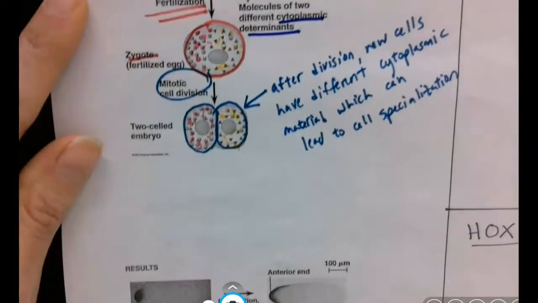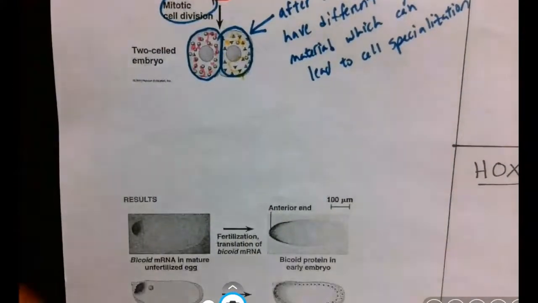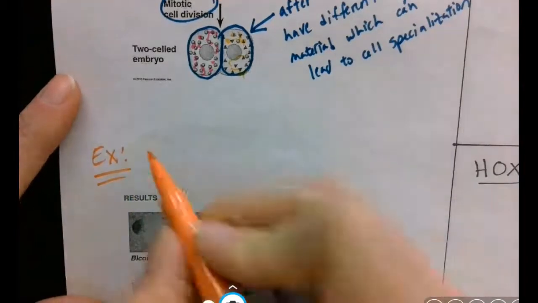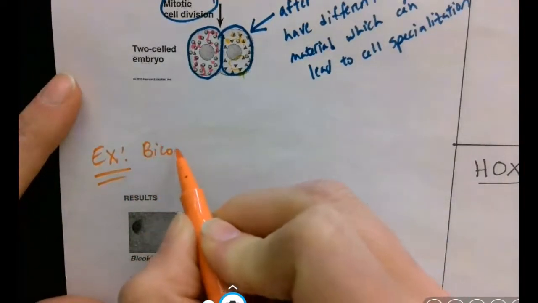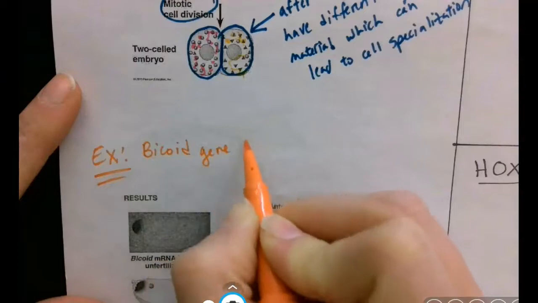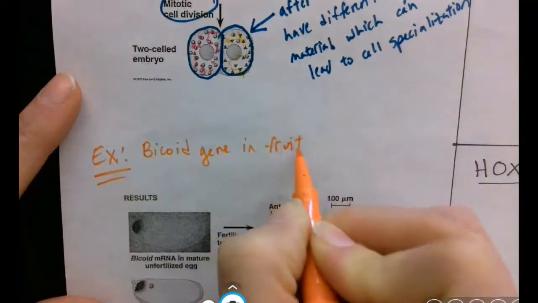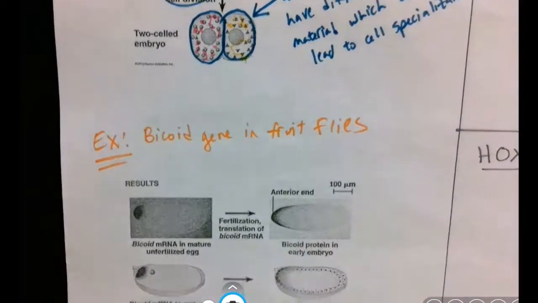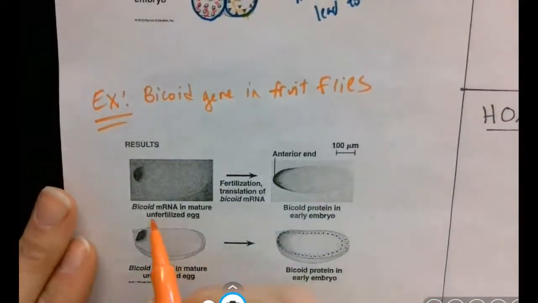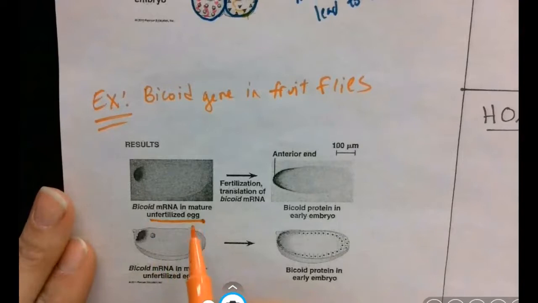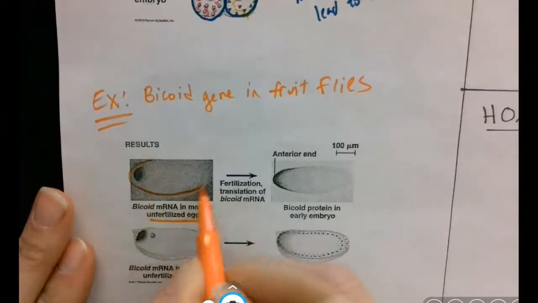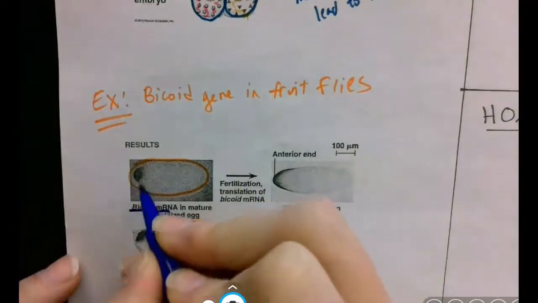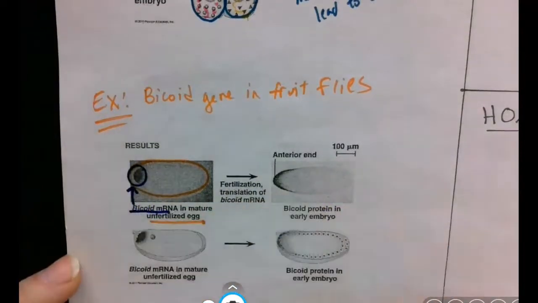So let's talk about an example of cytoplasmic determinants. This is a very famous example. It's all about the bicoid gene in fruit flies. Okay, so right here you see an unfertilized fruit fly egg. And the bicoid gene right here, this is the bicoid mRNA, is this darker region.